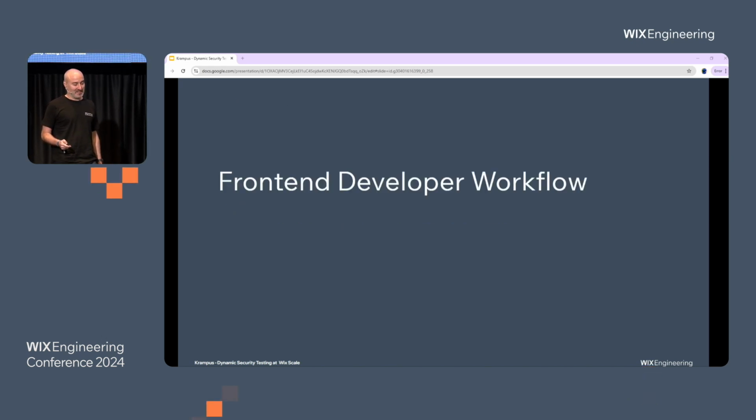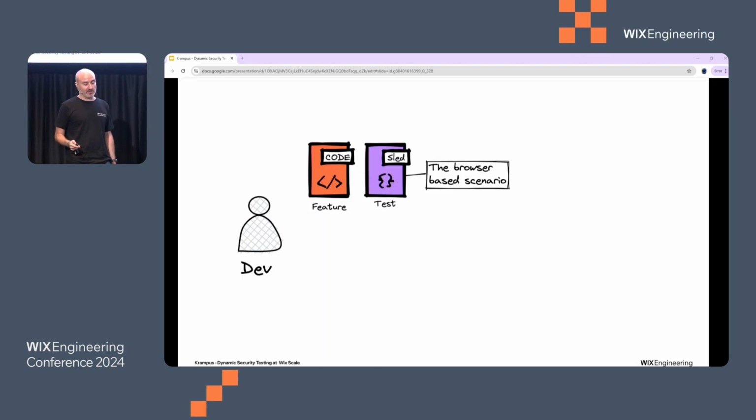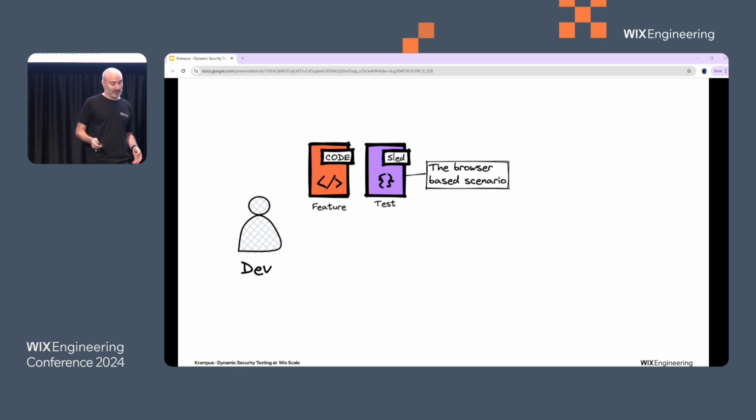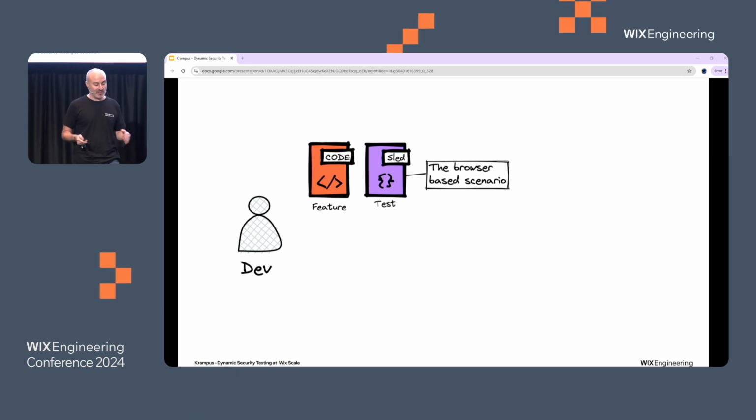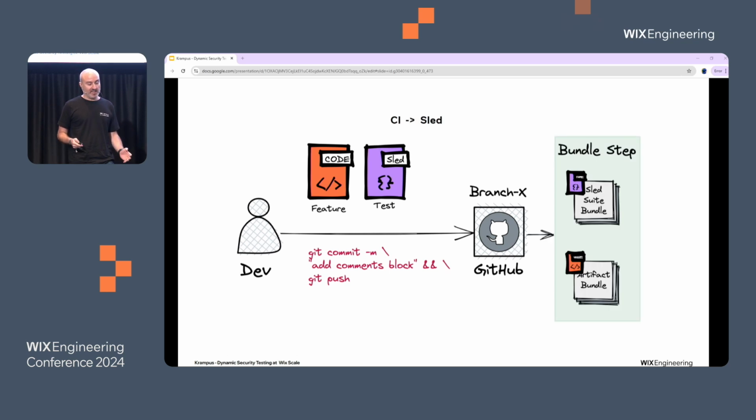So let's take a look at a typical front-end developer workflow at Wix. A developer will write their front-end code to implement their feature or fix a bug. They hopefully also write a Sled browser-based test scenario. Then they create a PR, push it into GitHub. The CI, our Falcon CI, will run the PR, build the code, and run the test scenario.